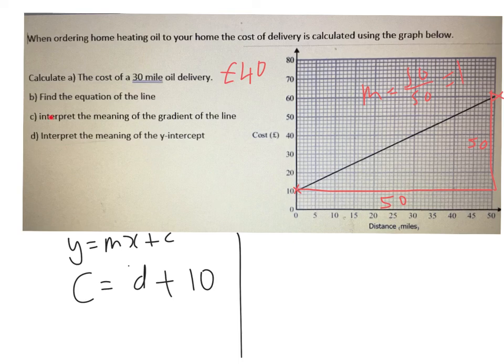Part C is interpret the meaning of the gradient. Well, the gradient, we're dividing, it's the cost by the mileage, so it's the cost per mile. So part C is the cost per mile. The word per in there being pretty important. Another word you could say for that is the rate charged per mile.